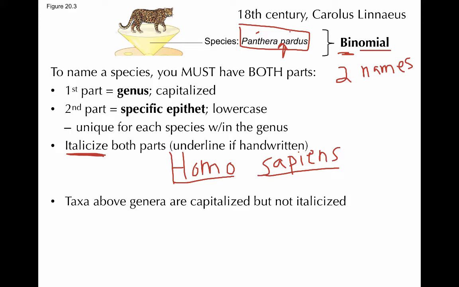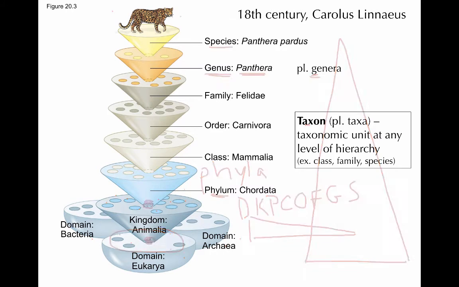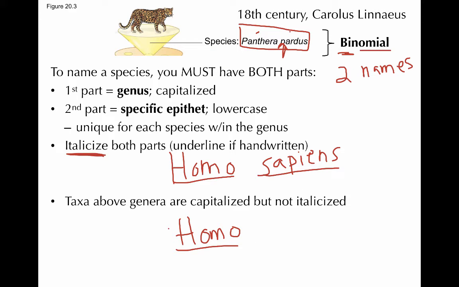You can also just write the genus. If you're writing the genus like Homo, that's the genus of hominins, so that's like Homo neanderthalis, the Neanderthals, and Homo habilis, Homo erectus, Homo sapiens. So all of those are in the same genus, and you would make that capitalized and underline it. If you were to use any of these other groups, those are not italicized. They would be capitalized though.